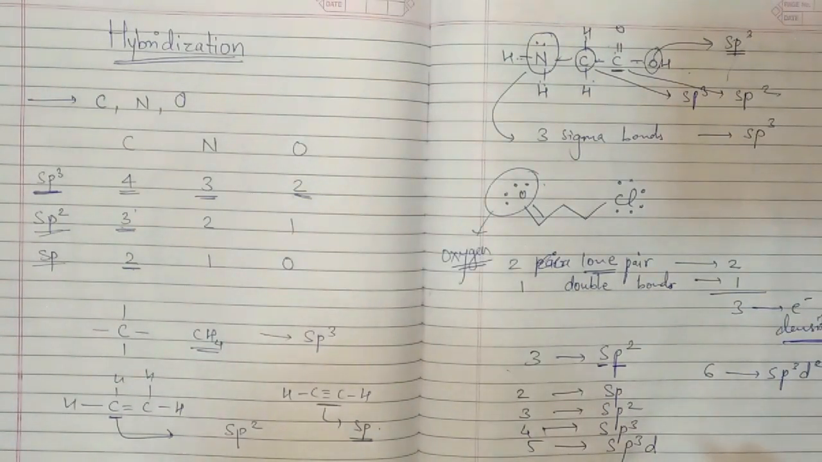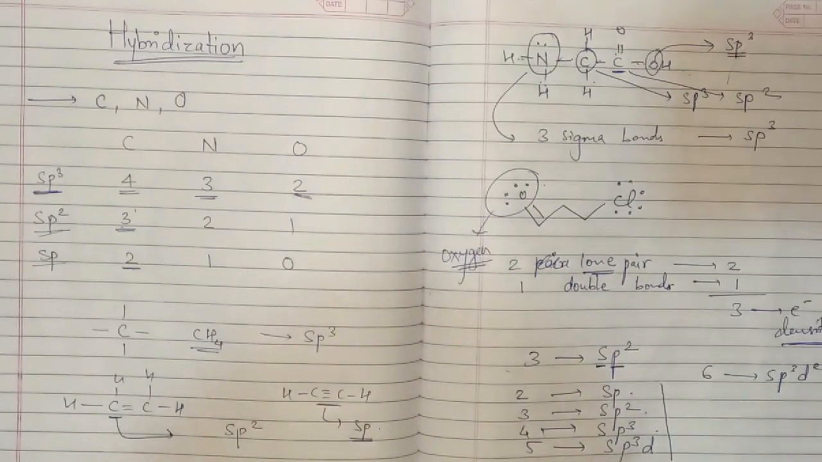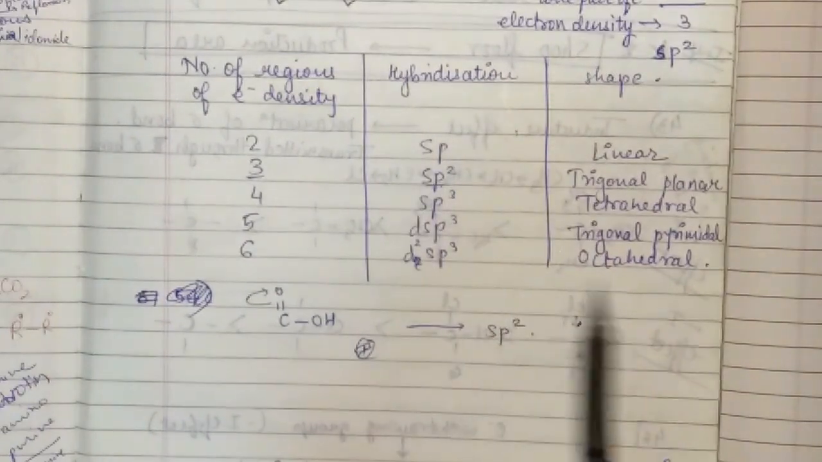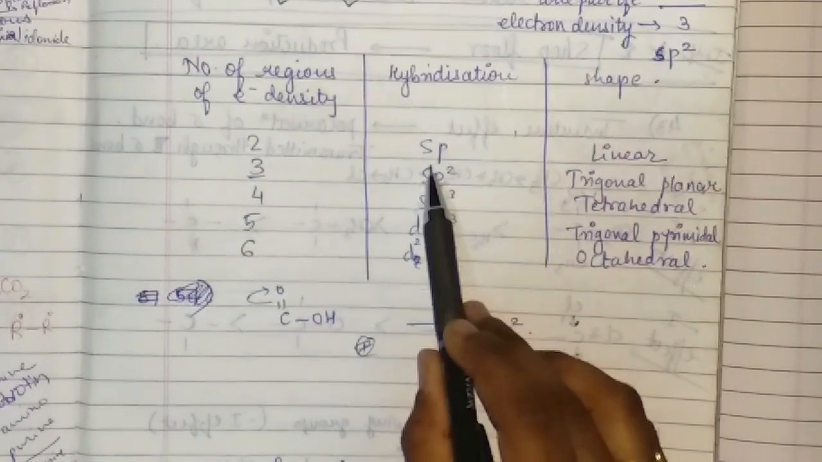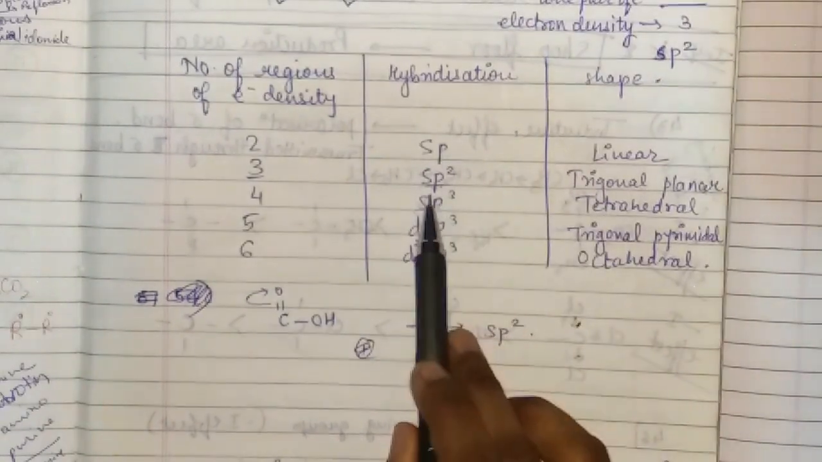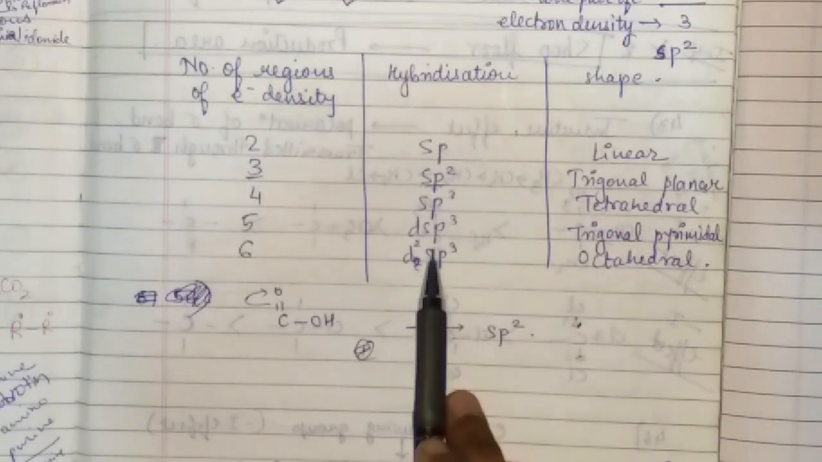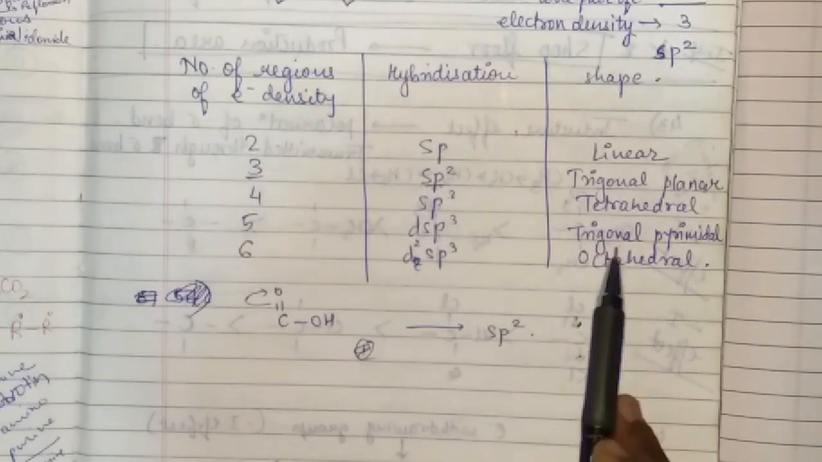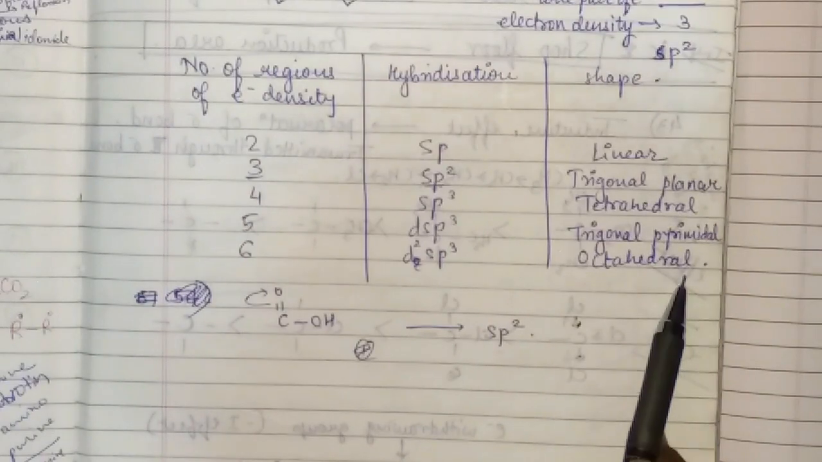So now we are going to see if the hybridization is sp, sp2, sp3, what is the geometry of the compound. Now these are the hybridization and these are the geometry of a compound. If it is sp, then it is linear. If it is sp2, it is trigonal planar. If it is sp3, tetrahedral. dsp3, trigonal bipyramidal. d2sp3, octahedral.